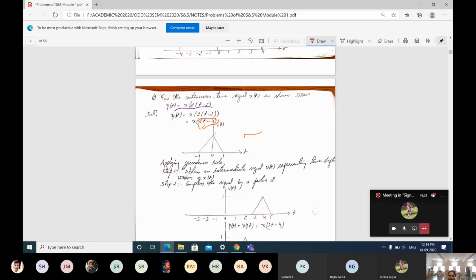Then step 1, obtain an intermediate signal, that is v of t, representing the time shift version of x of t. Means we are going for time shift and then going for the scaling operation. The same thing is written here. And step 2 is what? Compress the signal by a factor 2. First we go with the time shifting.